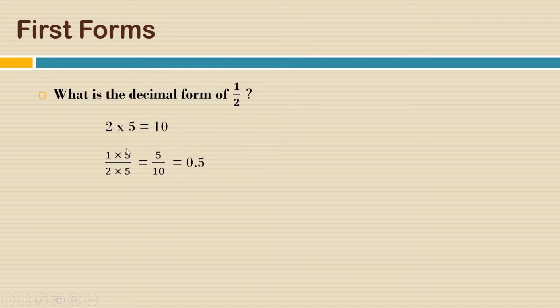We know 2 into 5 equal to 10. Here 2 is in the denominator. Multiply the numerator and the denominator by the same number 5. Then the value of the fraction is not changed. We get 5 by 10 equal to 0.5.